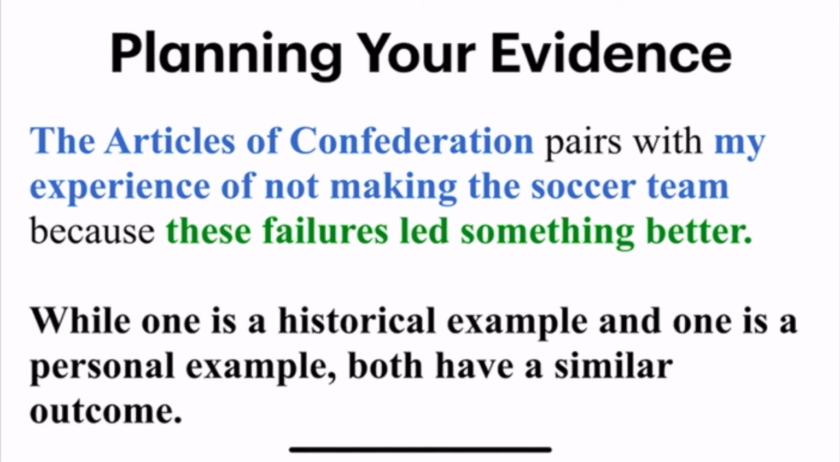Now let's look at a pairing of evidence where the relationship might not be as obvious at first glance. So we've got the Articles of Confederation and then the person's personal experience of not making the soccer team. Now you might be thinking, what on earth do those 2 things have to do with each other? Well, in both of these cases, the failures led to something better. So that's how these 2 are related and why they might make a good pair.